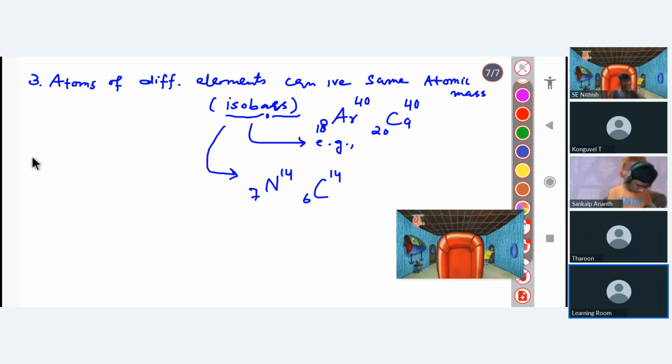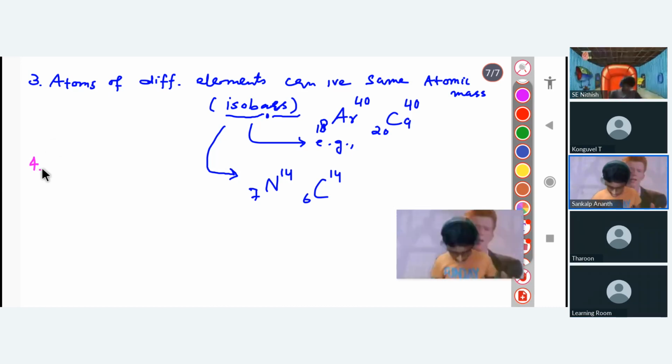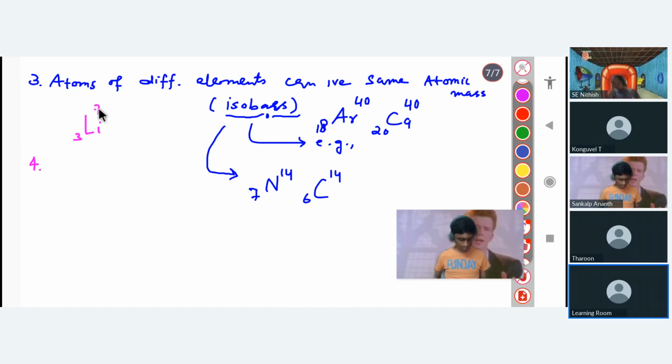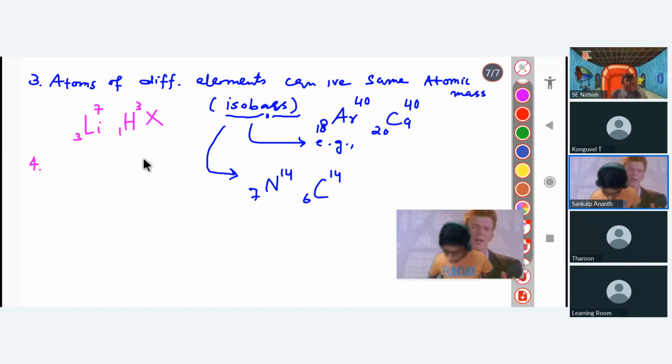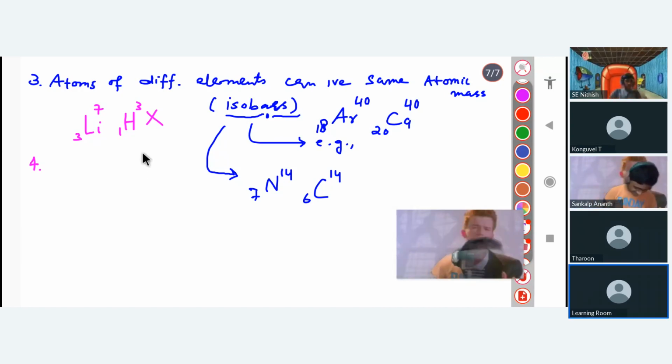Okay, tell me the fourth postulate. Sir, even tritium and lithium are isobars, right, sir? No, lithium is having mass 7, and tritium is having mass 3. So how can they be isobars? They are not isobars. Sorry, I got confused, sir. Exactly. Okay, now let's come to the fourth one.